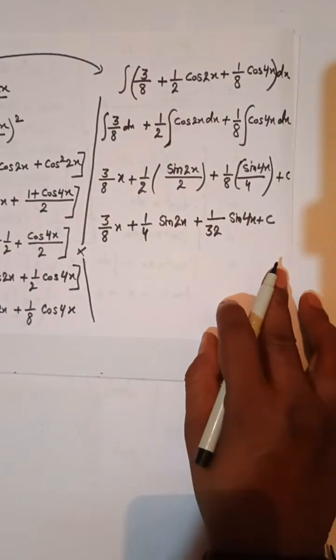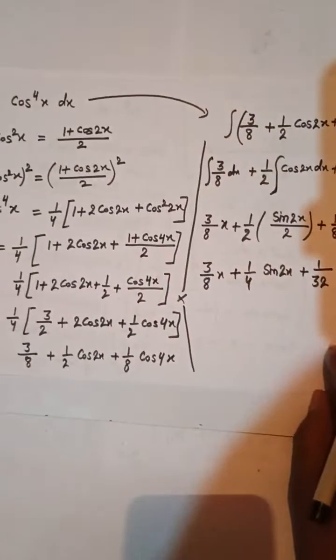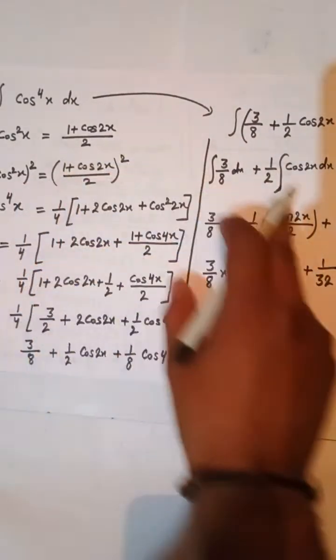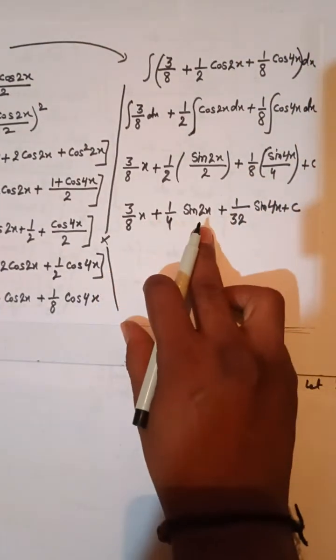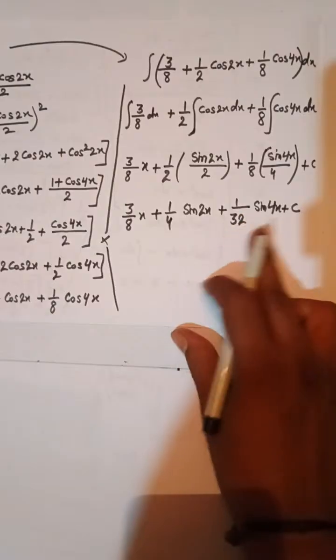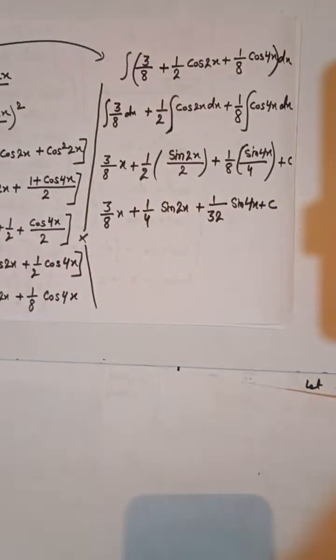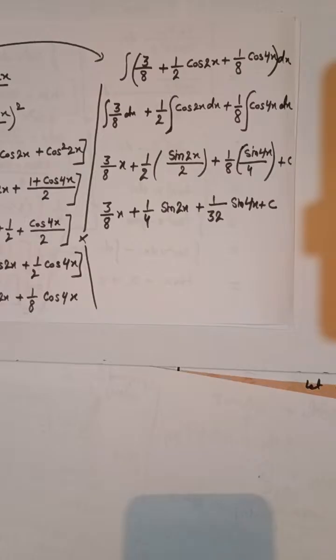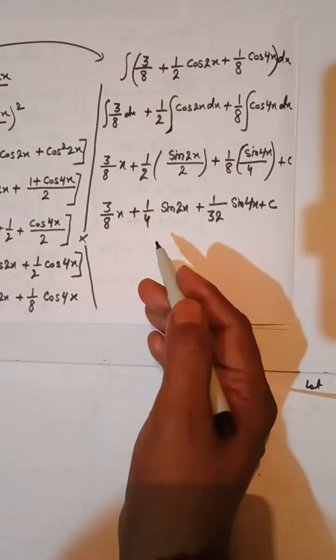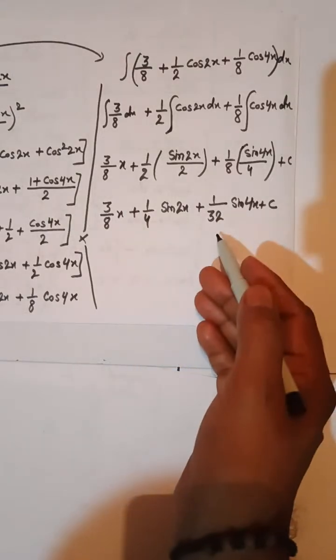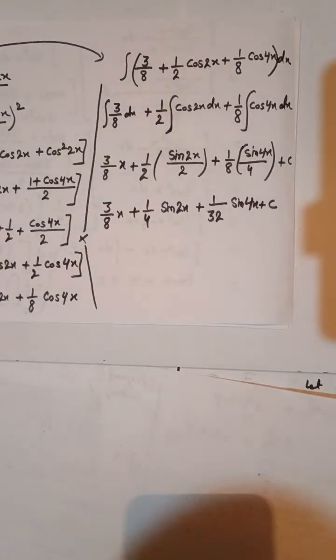So this is the solution of cos to the power 4 x dx. Here we have 3 by 8 x plus 1 by 4 sin 2x plus 1 by 32 sin 4x plus c, and this is the solution of this problem. So we can easily calculate this one. In the last we have 3 by 8 x plus 1 by 4 sin 2x plus 1 by 32 sin 4x plus c.